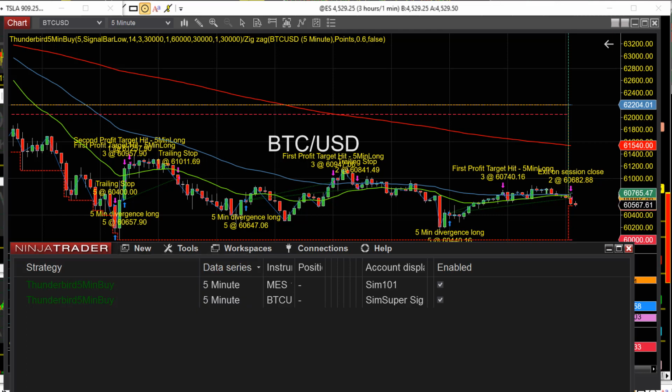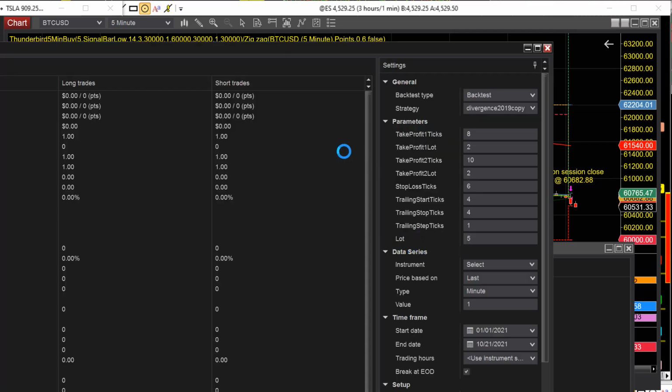Now, most of you already know this. Let's see, where is it? Come on up. It takes a while to load. This is NinjaTrader, a real memory hog.